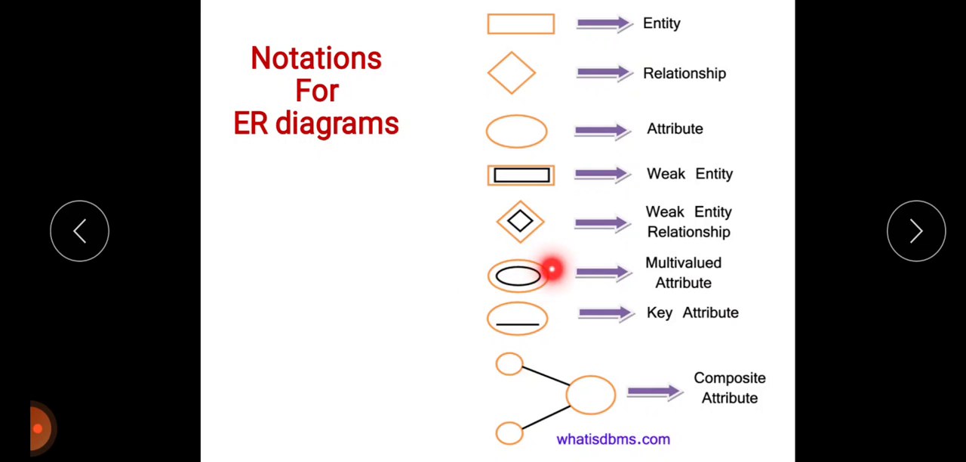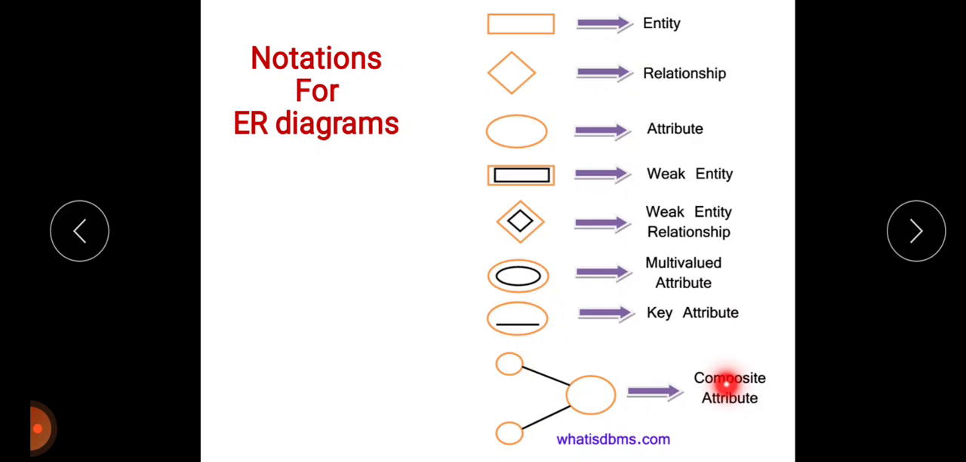This double-lined oval notation is used. Key attribute. It is a uniquely identified attribute. It does not take any duplication of the data. Duplication means any repeated data. In an oval, the text is underlined.